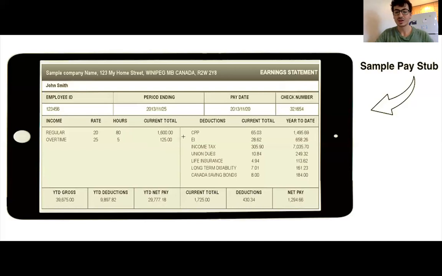So adding those together, that's going to be your current total, or how much you earn. You can see at the bottom that this person in this pay period earned $1,725.